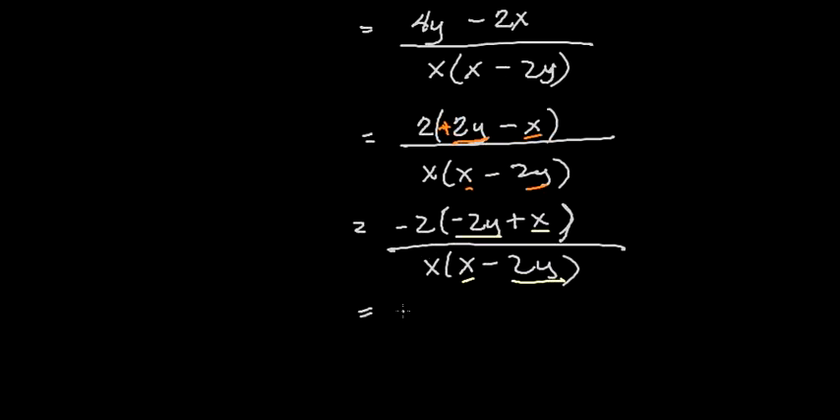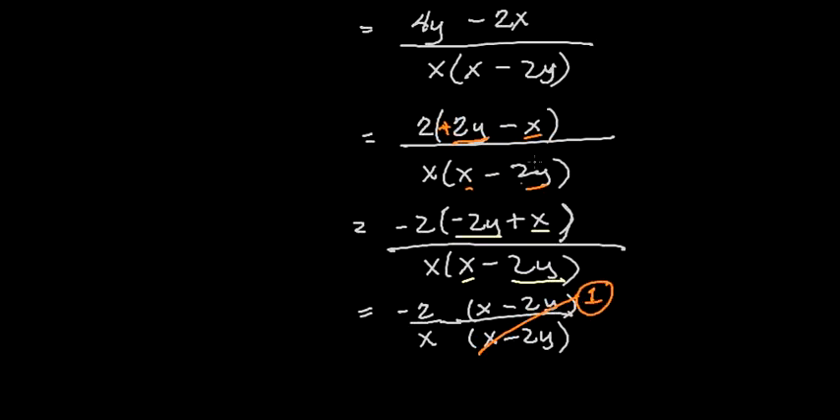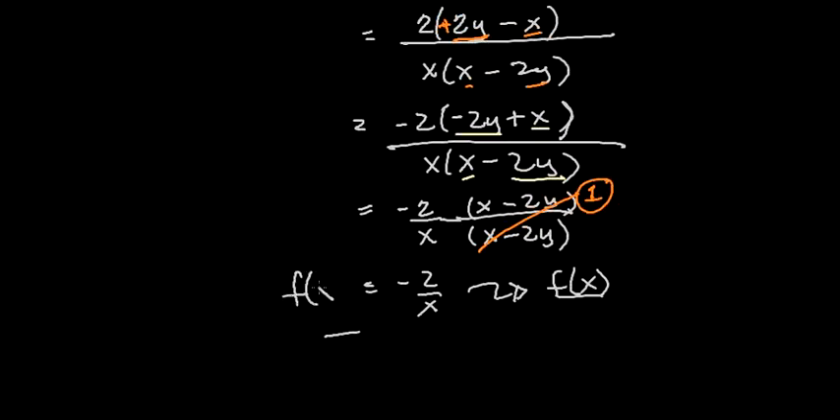Or maybe if you want to show that in an easier form, you can interchange the position of 2y and x. So we have positive x, then negative 2y. Okay, so to simply show that we can cancel this out, we have negative 2, and then this part negative 2y plus x, all over x times x minus 2y. Then from here you can clearly see that this part can be cancelled out because they are equal to 1, and 1 multiplied by this is just negative 2 all over x, which is purely a function of x alone, because we cannot see any variable y there. So this is now our f of x.